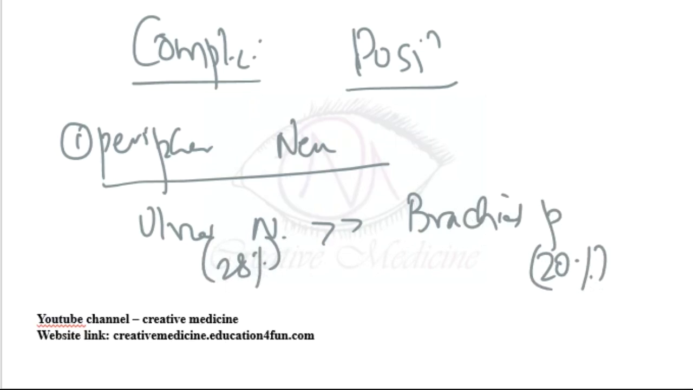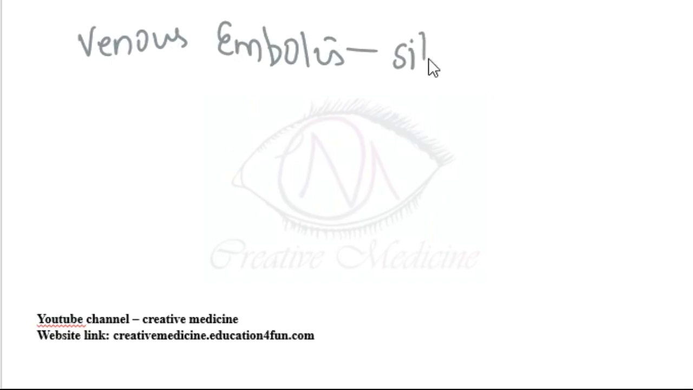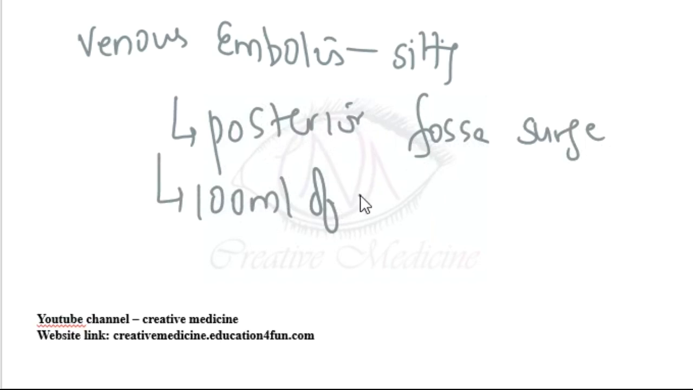Venous embolism can occur mainly in the sitting position. Venous embolism occurs in the sitting position, especially in surgeries related to the posterior fossa or posterior cranial fossa. So, venous embolism can occur due to 100 ml of air or 3 to 5 ml per kg of air. Diagnosis of venous embolism.